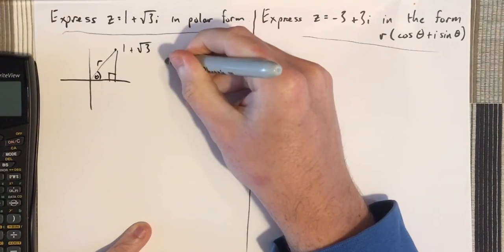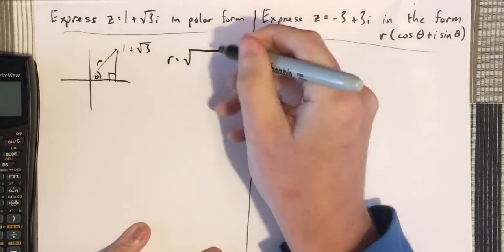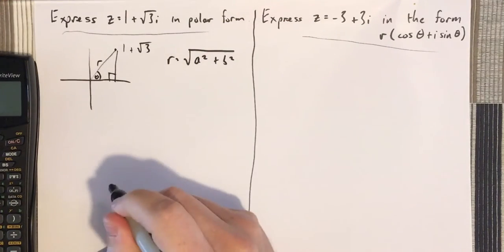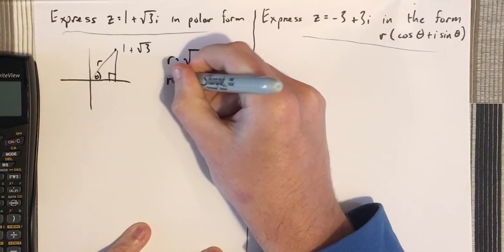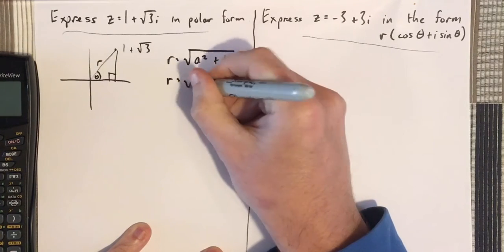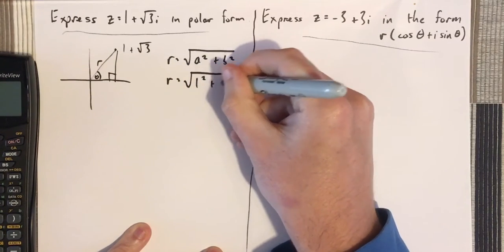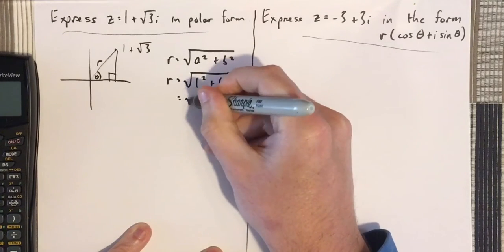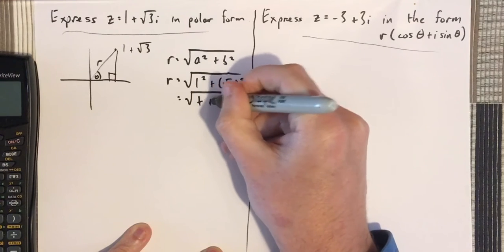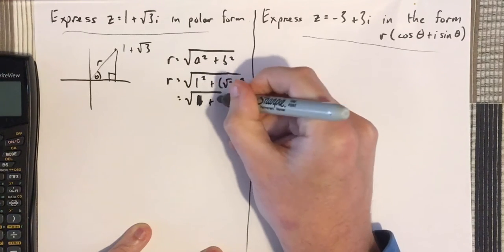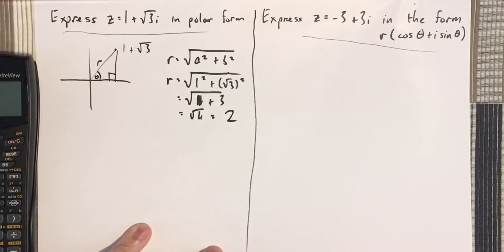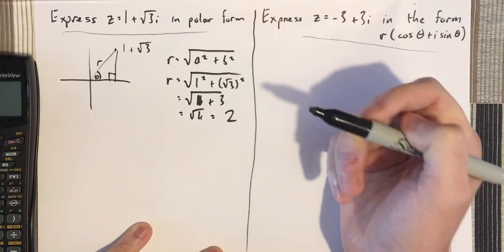Okay, so the modulus here is going to be the square root of a squared plus b squared. So it's going to be 1 squared plus root 3 squared. So that is the square root of 1 plus 3, so root 4, which is equal to 2. So my modulus is 2 here.